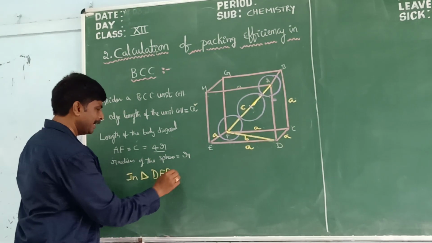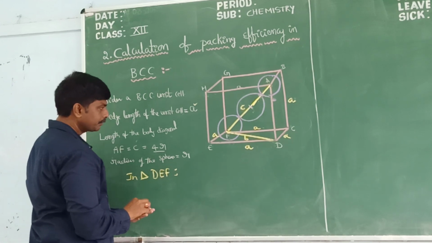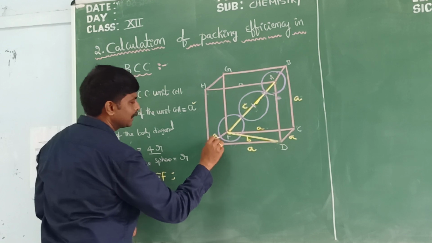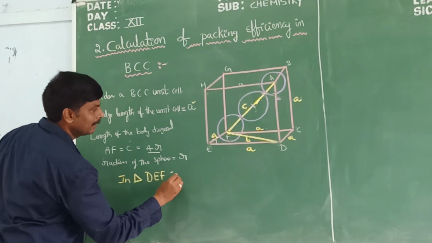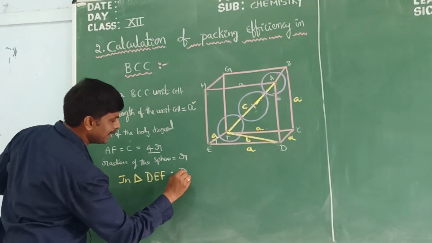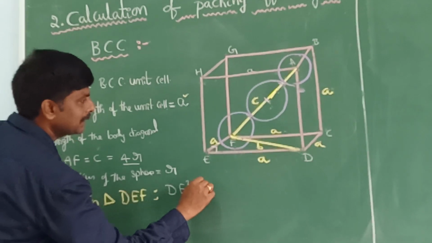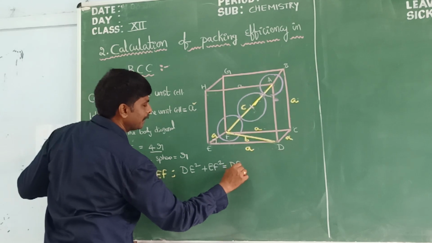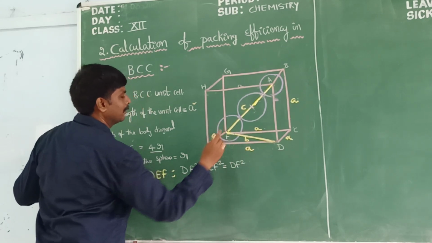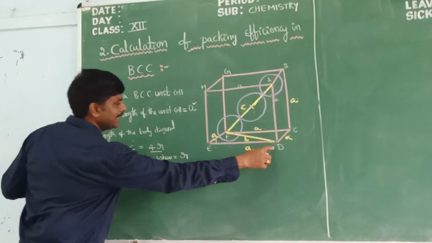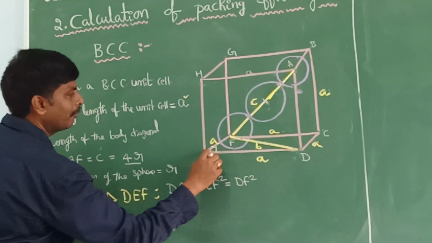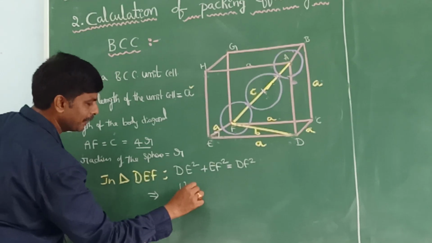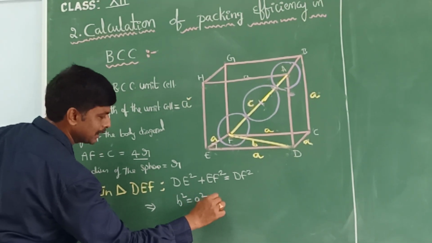What will happen in DEF? In triangle DEF, this is a right angle triangle, 90 degrees. Then DE square plus EF square is equal to DF square. What is DE square? That is A square. What is EF square? A square. That is equal to B square. That implies B square is equal to A square plus A square.